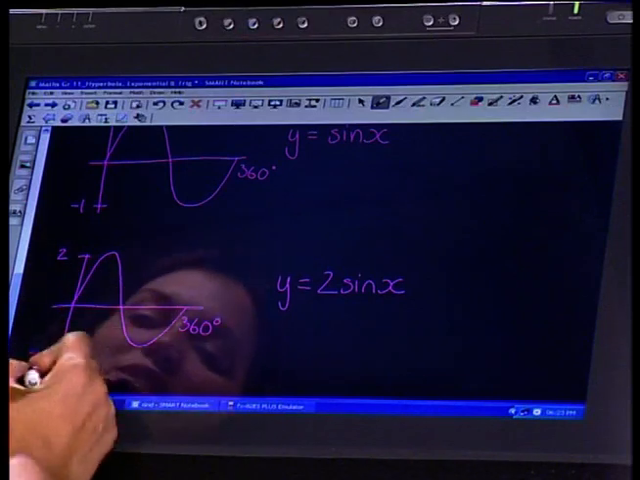Let's do one now where we change the amplitude and we change the period. So what are we going to introduce to the formula? Yes, we're going to introduce a b value. This means we're going to multiply x by something. Let's choose something simple, something easy to work out. How about 3? Let's see how it looks.